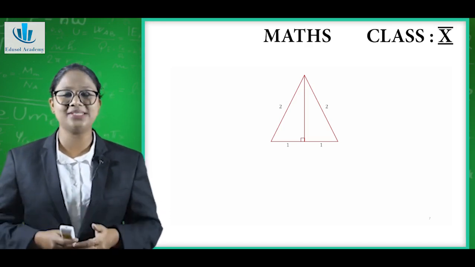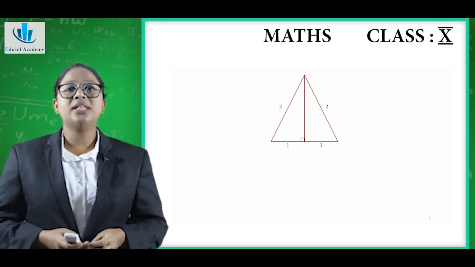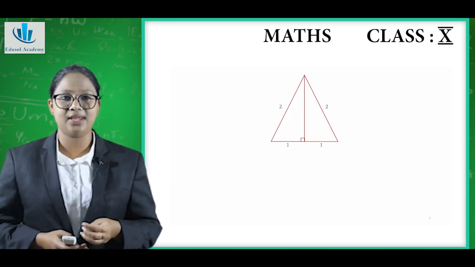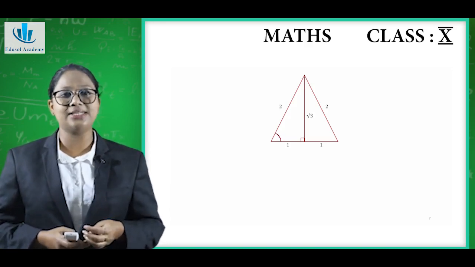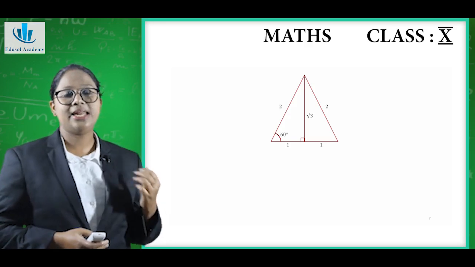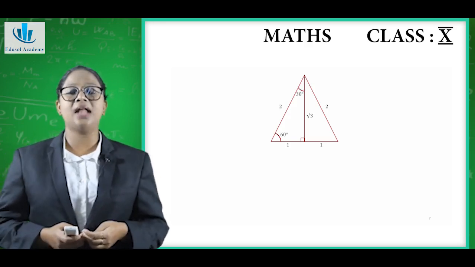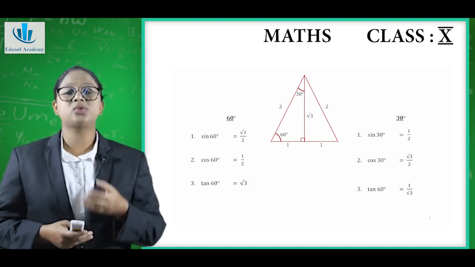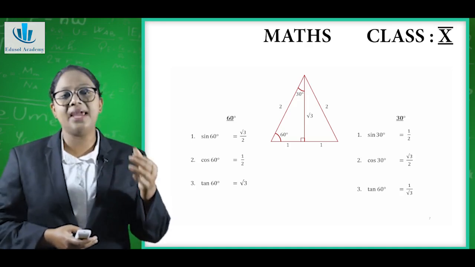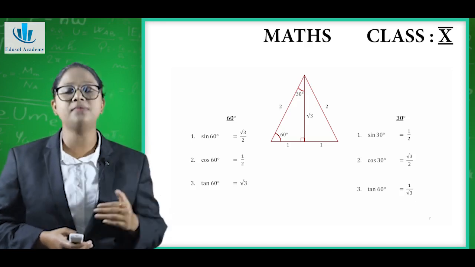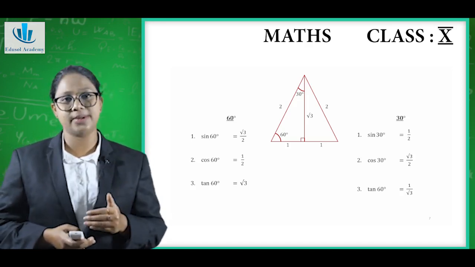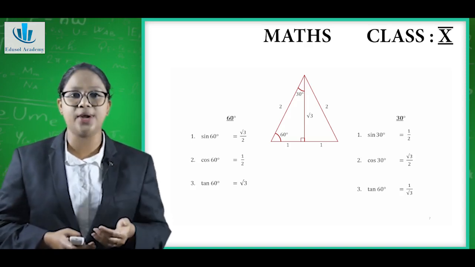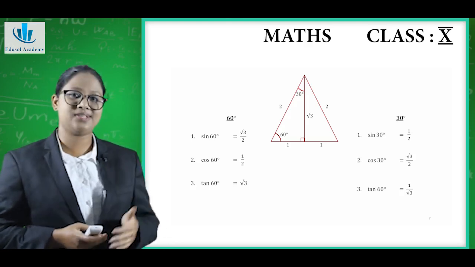I hope you understood the concept. Alright, now what is the angle of an equilateral triangle? 60 degree. So let's take the leftmost angle as 60 degree, and we know that the altitude will also bisect the angle in an equilateral triangle. So the whole 60 degree is divided into 2 equal halves, 30 degree. We are considering the left triangle, which is a right triangle. So we'll take the right triangle on the left side.